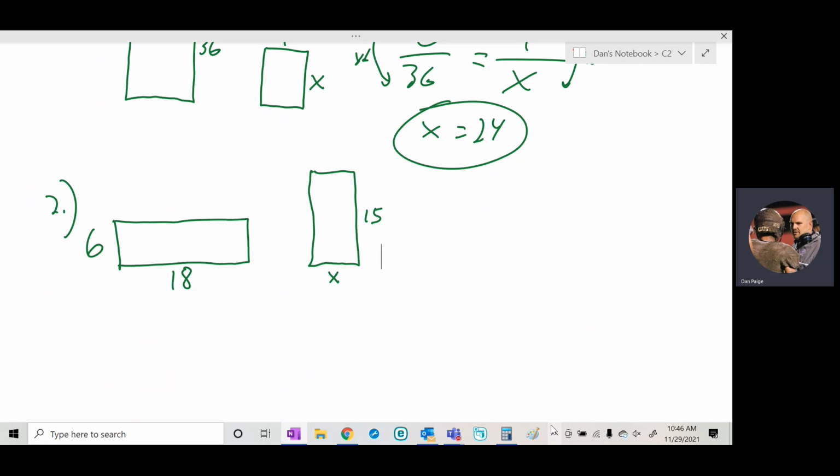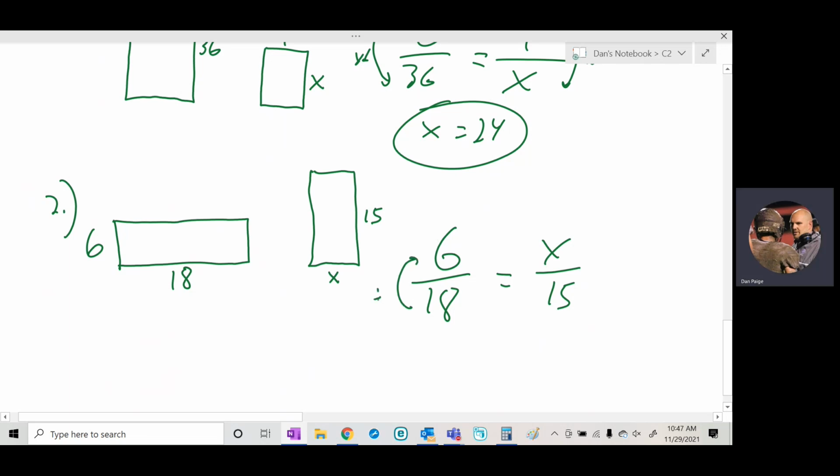All right. So again, it's the same thing, just with pictures. I'll do 6 over 18. Which side matches with the 6? The x. The x is the smaller side, over 15. This would be divided by 3 and divided by 3. So then x is 5.